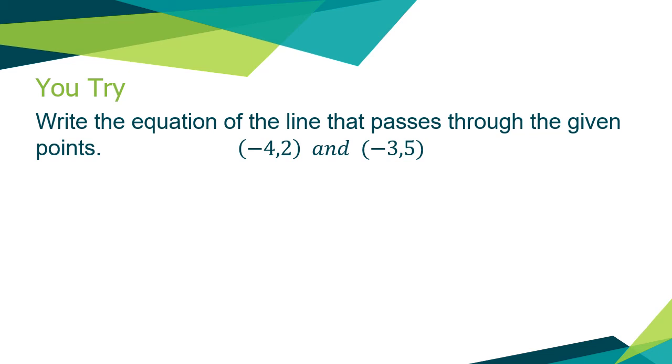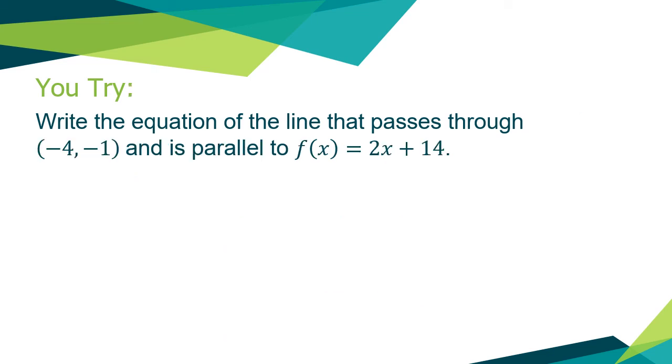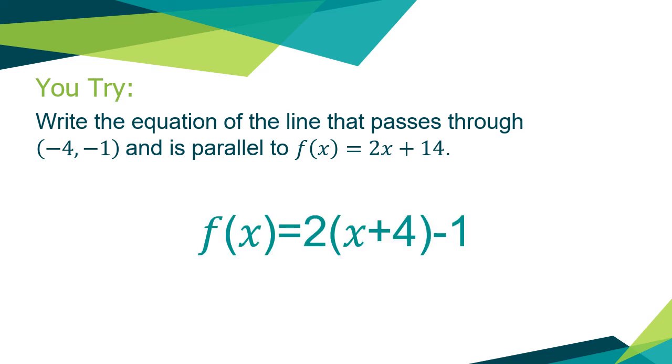All right, so the answer for this one can be either f of x equals 3, the quantity x plus 4, plus 2, or f of x equals 3 times the quantity x plus 3, plus 5. I'm going to have you try this one too. Please pause the video and then check your answer. For this one, your answer should have been f of x equals 2 times the quantity x plus 4, followed by -1.